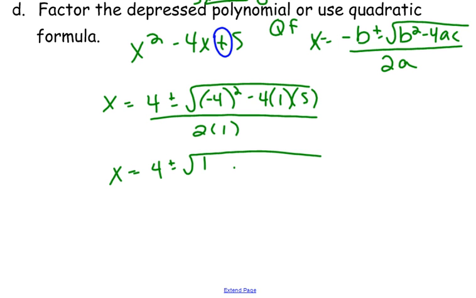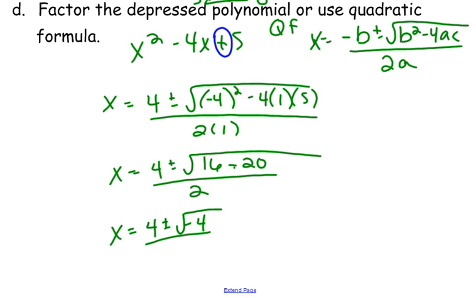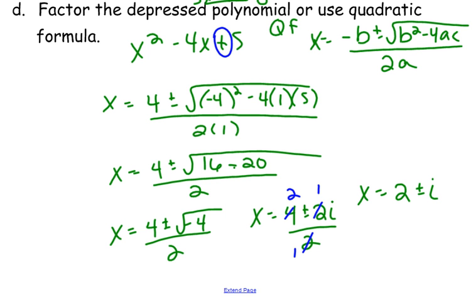Negative 4 squared is 16, and then minus 20 over 2. X equals plus 4 plus or minus the square root of negative 4 over 2. And so I was correct in assuming I had an imaginary solution, remember. The square root of negative 4 is plus or minus 2i. And if you remember, we can reduce all of these as long as it's all of them. So my root is actually x equals 2 plus or minus i.